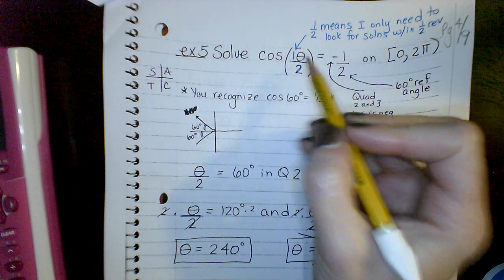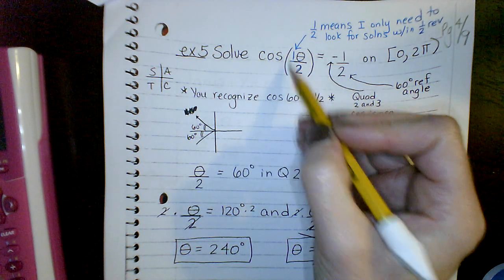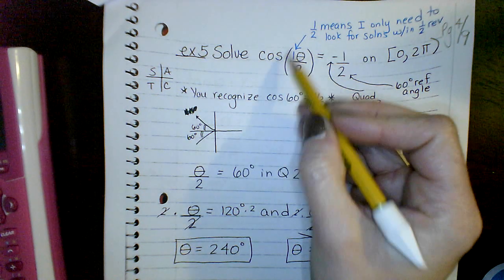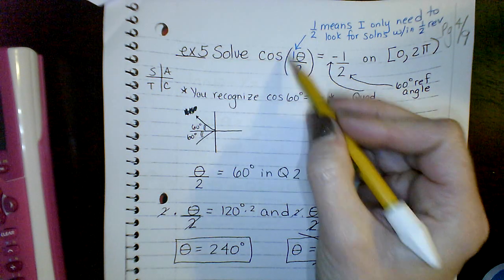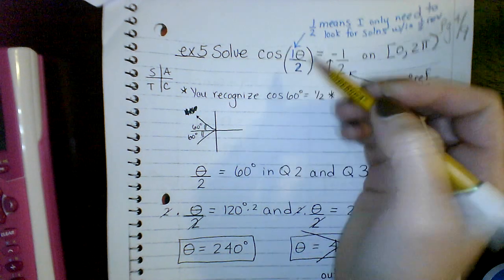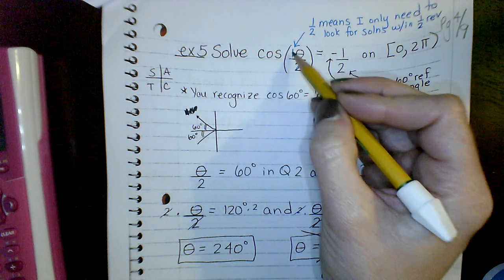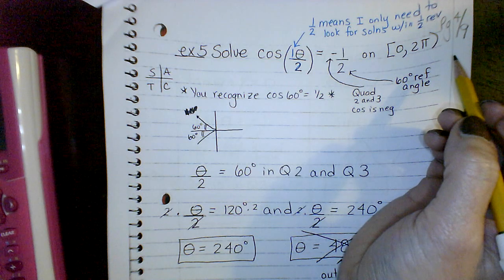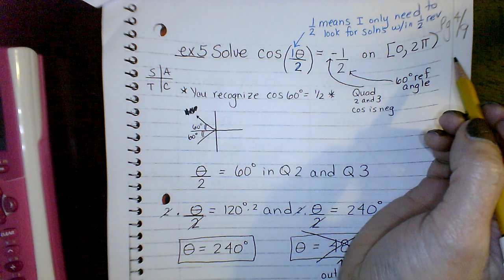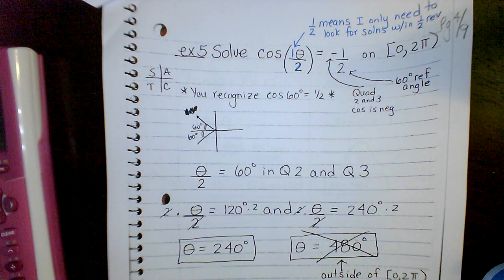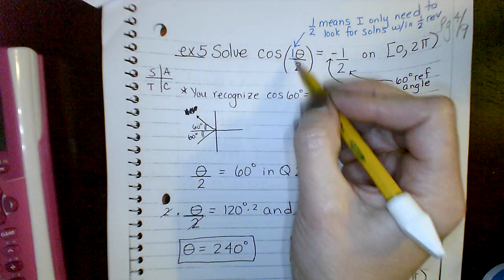Remember how in the last example I had a 2 theta, and that 2 theta told me, hey, you need to look in 2 revolutions for your answers. Well, theta over 2, there's an understood 1 right here. This 1/2 is telling me I only need to look for solutions in half of a revolution. So just in that 0 to 180 business, I only need to look in half of a revolution for my answers. If you don't catch that, it's okay, because it'll work out over here.